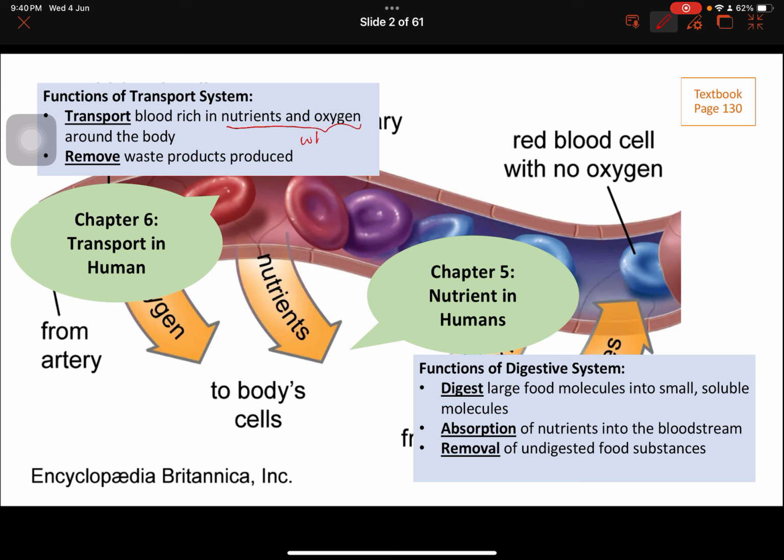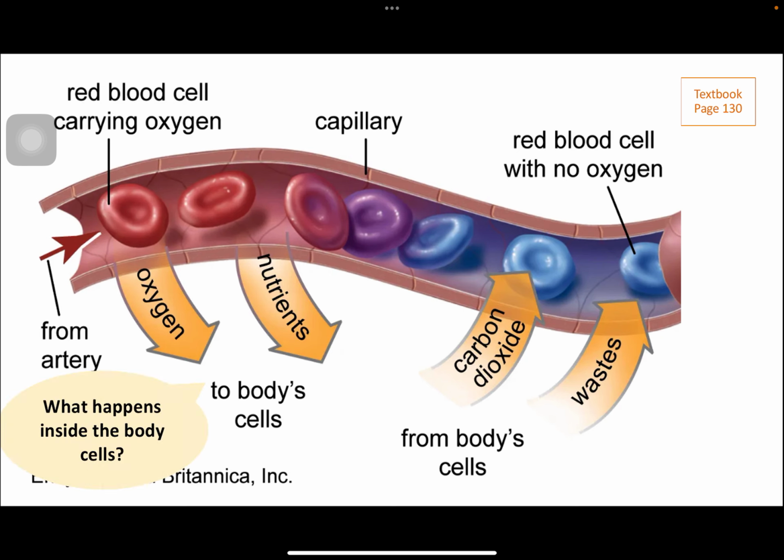So why are nutrients and oxygen transported around the body, and where are all these waste products produced? What exactly happens inside the body cells? What happens to the nutrients that are transported and the oxygen taken in, and how are they used in the body cells? And why are carbon dioxide and other waste products produced in order to be transported and removed?